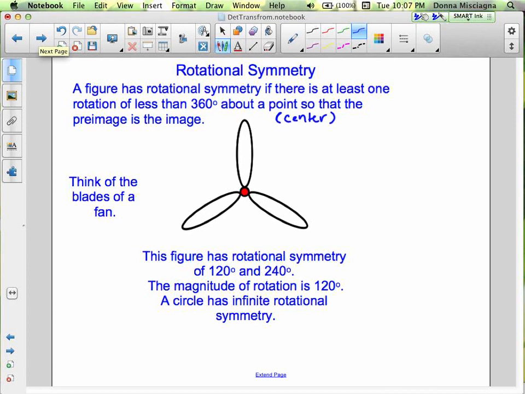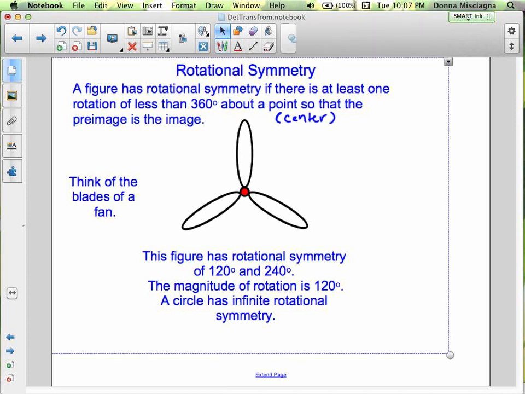Here my fan has 3 blades, and it's rotating around that center point. This figure has rotational symmetry of 120 degrees and 240 degrees. That means if we rotate it, will this rotate or is this stuck? This one is stuck.